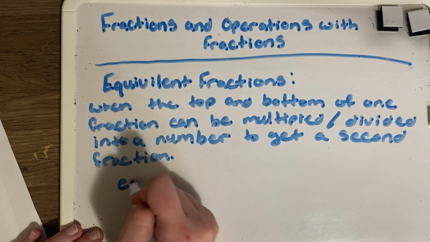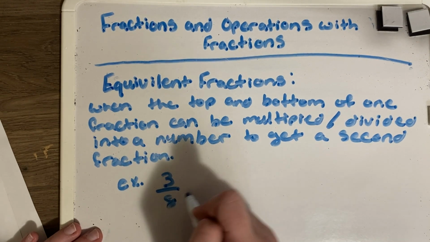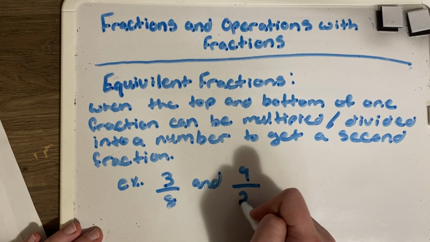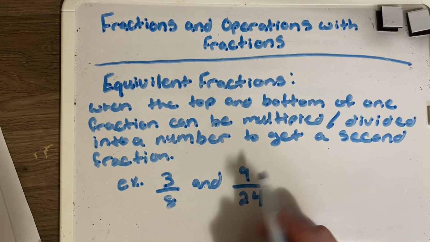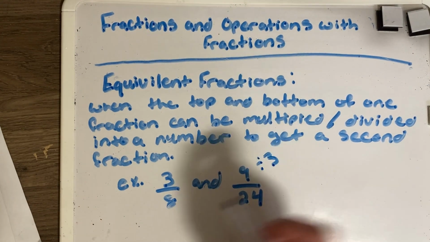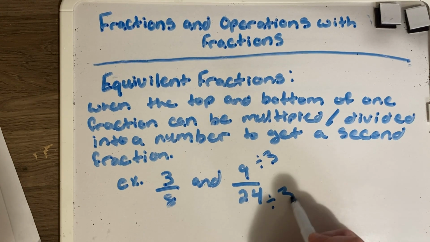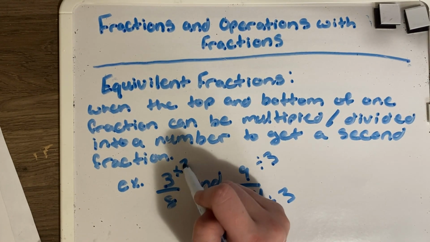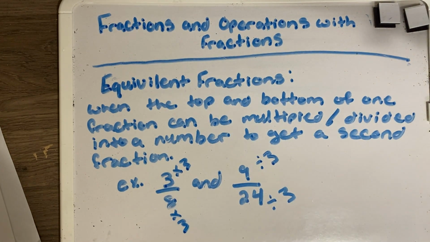Alright, so for example, if we have 3 over 8 and 9 over 24, well, we know that these are equivalent fractions because 9 divided by 3 equals 3, and 24 divided by 3 equals 8. Similarly, 3 times 3 equals 9, and 8 times 3 equals 24. All right?